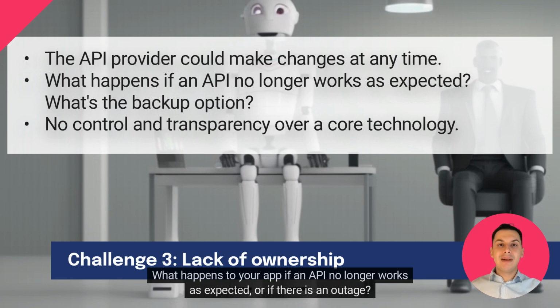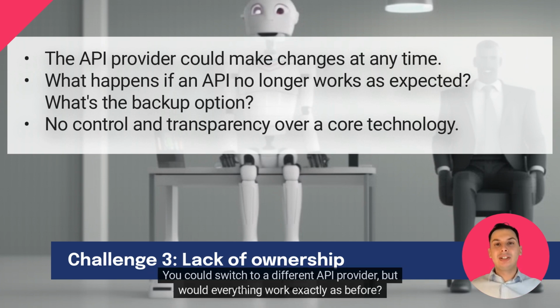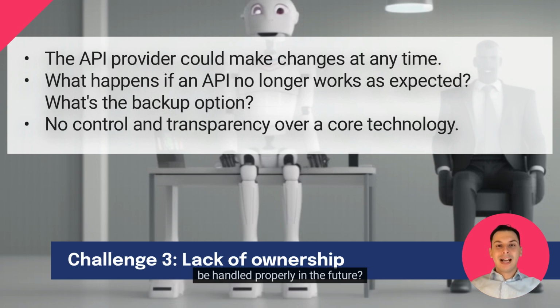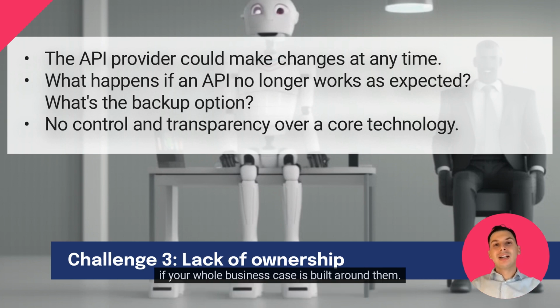What happens to your app if an API no longer works as expected, or if there is an outage? Since you don't own the tech, you have no backup option. You could switch to a different API provider, but would everything work exactly as before? Furthermore, how can you establish trust with your users that the data is handled properly and will be handled properly in the future? The lack of control and transparency with APIs is certainly an aspect to seriously consider, especially if your whole business case is built around them.